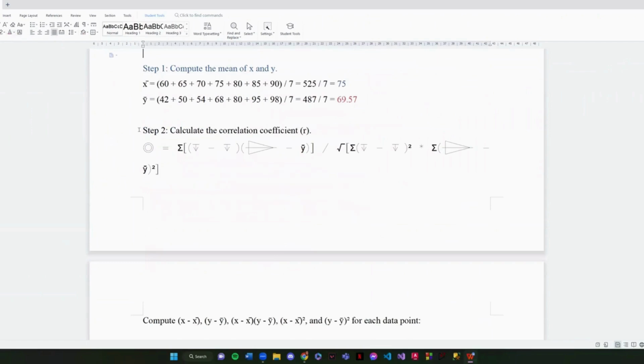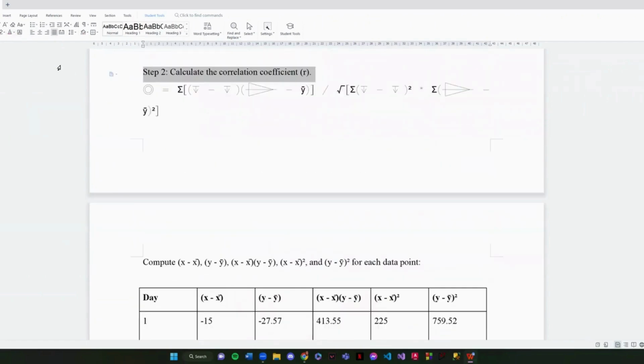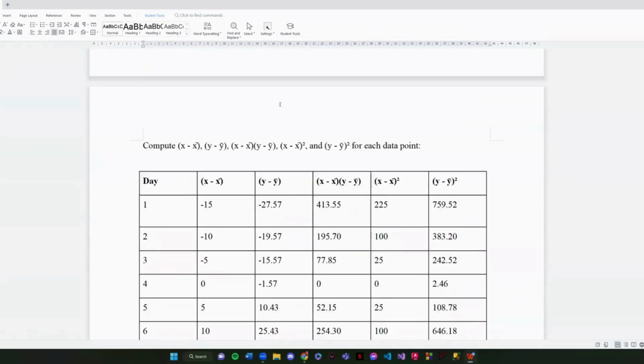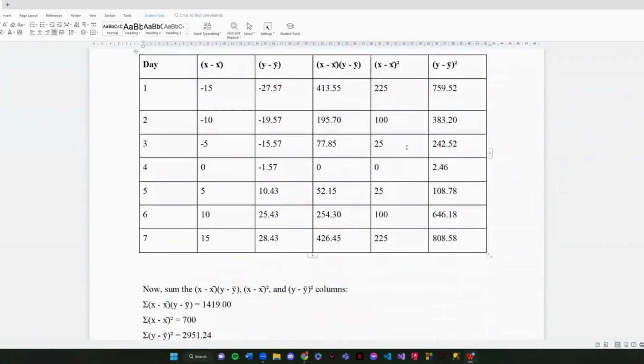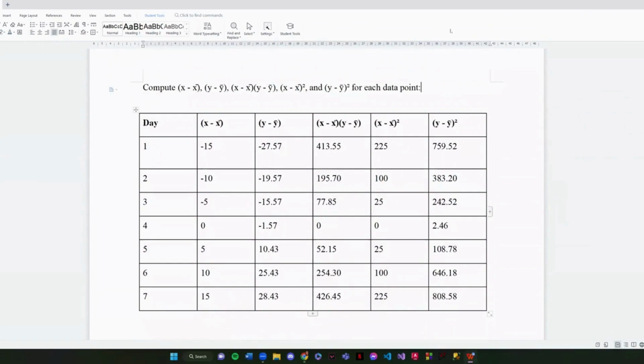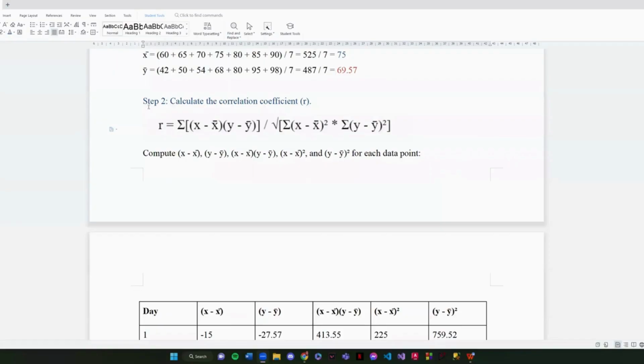For step 2, we calculate the correlation coefficient or the R. We have here the formula. The correlation coefficient measures the strength and the direction of the linear relationship between two variables, in this case, temperature and bikes rented. So, we have this table right here. We fixed the formula because it got jumbled earlier. The value of R can range from negative 1 to 1. A value of 0 indicates no linear relationship.